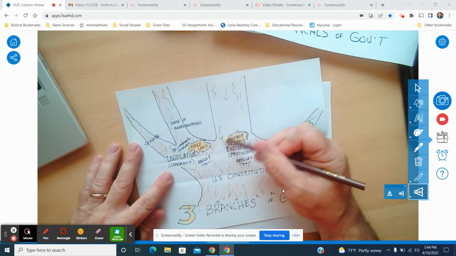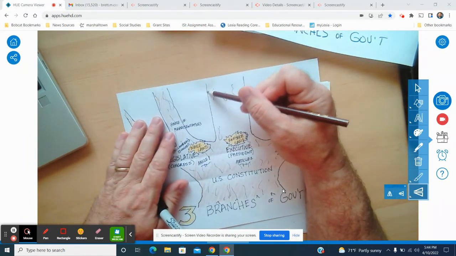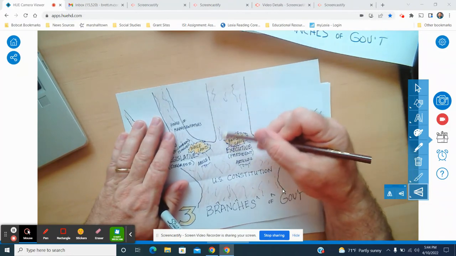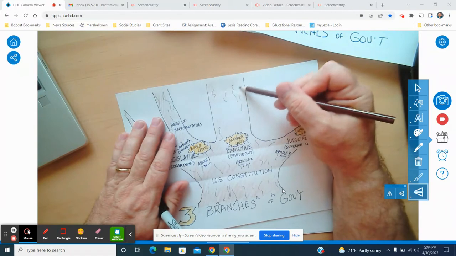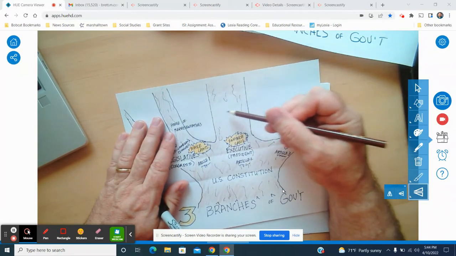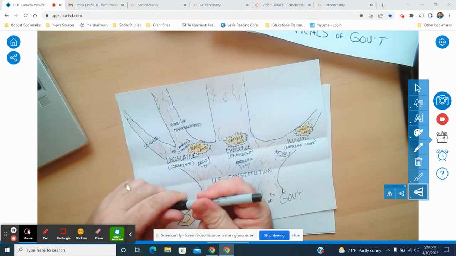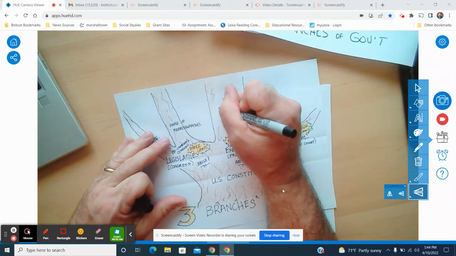And I'm going to save this part of this right here because I want to explain something else about the executive branch, because I want to make sure that everybody knows the executive branch is a little bit different in terms of its responsibilities. Because it's got one that we see and hear about a lot.